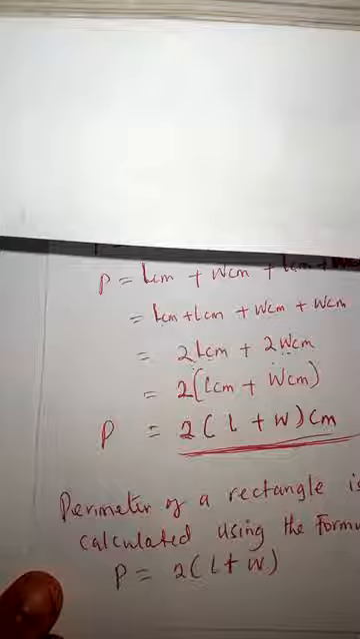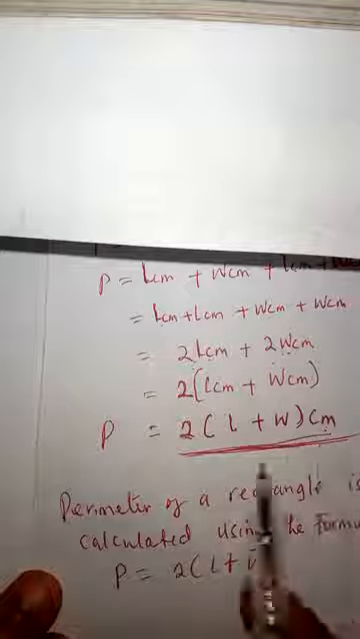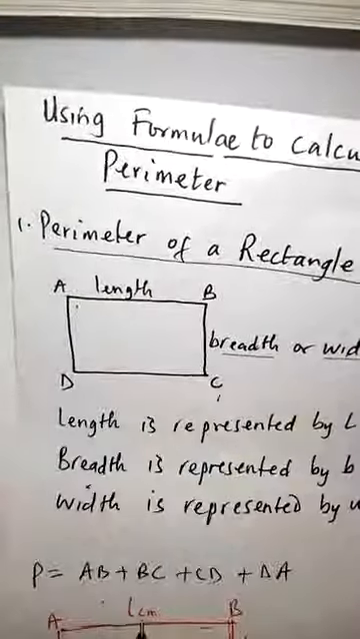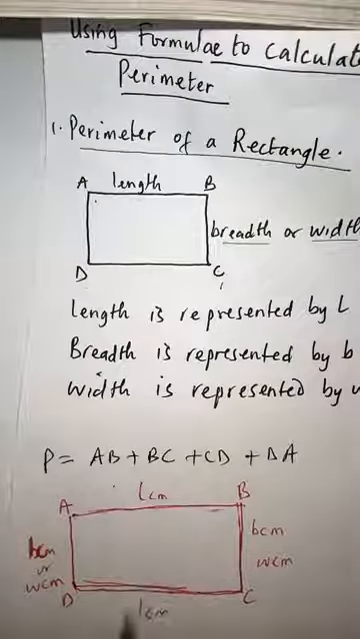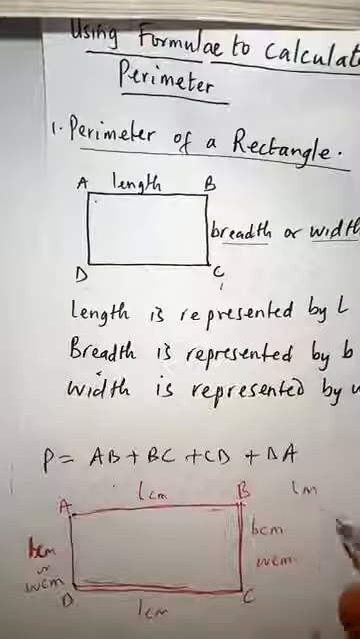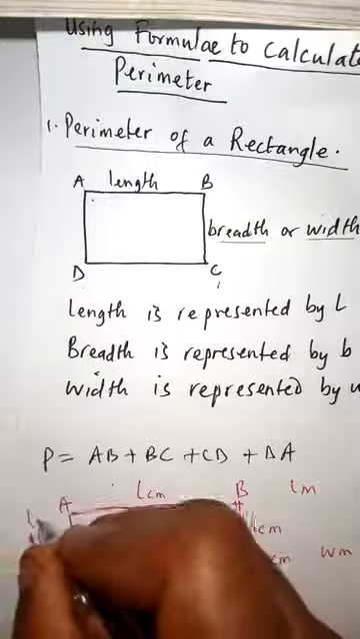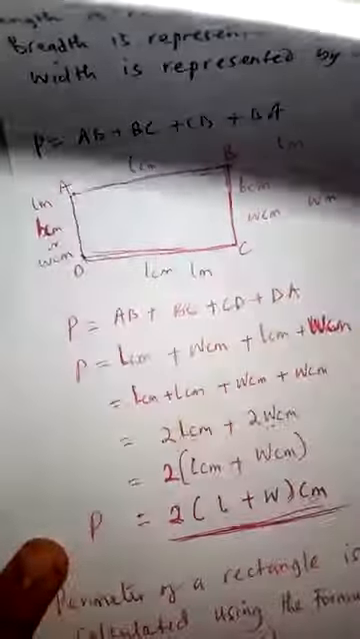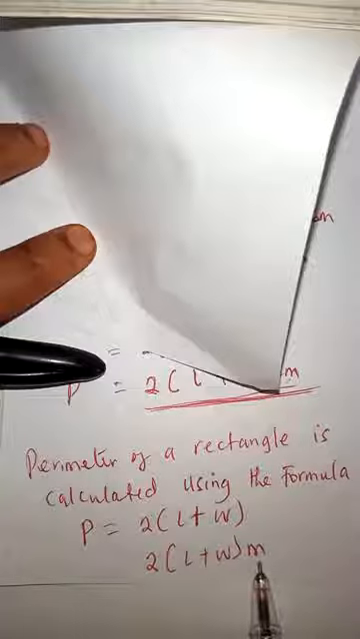Please note, we are having cm here. We had cm here because we were given L cm. But if we are given L meter, this L cm means L centimeter. If we are given L meter and W meter, what we are going to have as perimeter is 2(L plus W) meter.